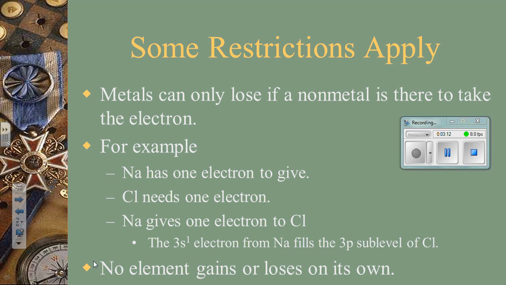So bottom line, the important thing here is no element will ever gain or lose on its own when we're talking about chemical reactions. There always has to be something to pick up an electron that something else wants to lose, and vice versa. Okay, we will look at some examples going forward here.